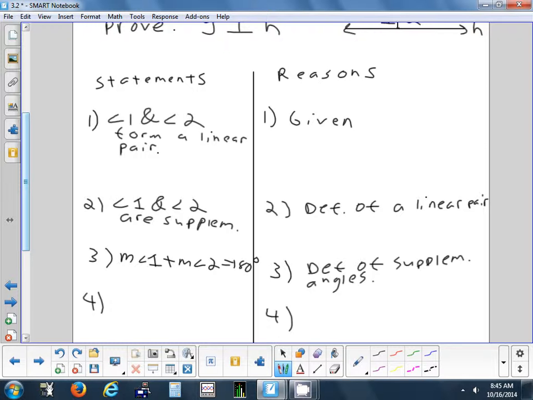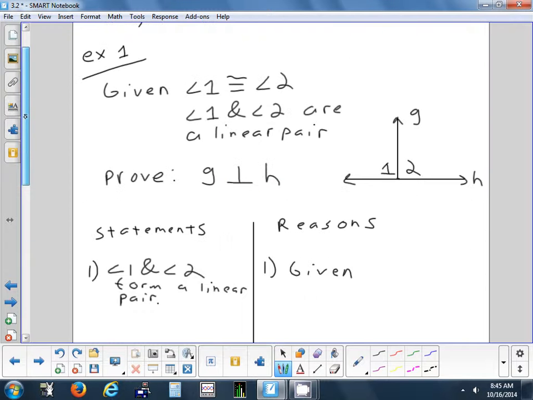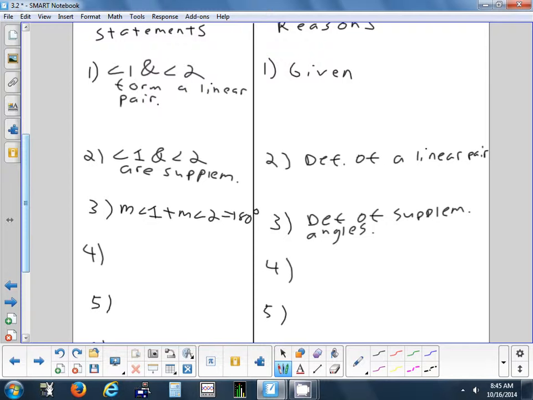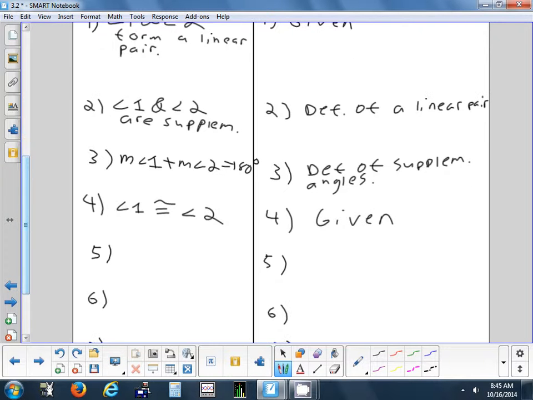Right, now I think we've done everything that we can do with the first statement that was given. Now I need that other fact. I need this fact: angle 1 and angle 2 are congruent. I'm going to come back to step 3. I'm going to go somewhere with that, but I can't until I use that other piece of information. So angle 1 is congruent to angle 2. What's my reason for that? That's given. Okay, and what does that mean?